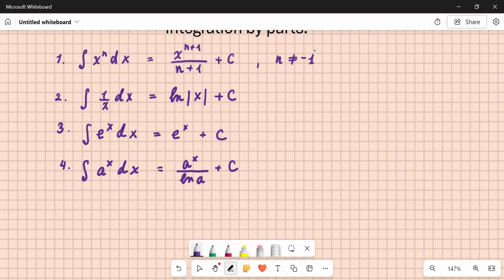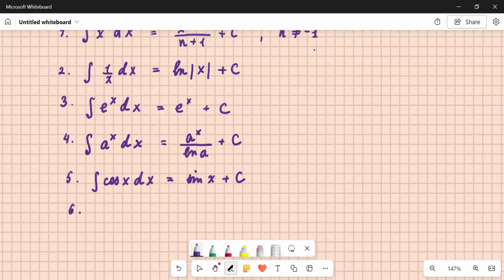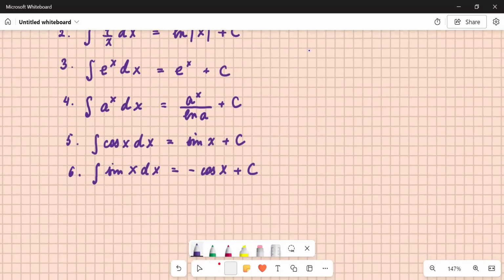Let's move to trigonometry. The next integral you learned a long time ago, and that's the integral of cosine of x dx. Remember, cosine is the derivative of sine, so we are going to get sine of x plus constant. Number 6, integral of sine of x dx. Sine is actually the derivative of cosine, but it has a minus in front. When you differentiate cosine, you get minus sine. So we are going to compensate for this minus and place it in front of cosine. Now, when you differentiate negative cosine, you are going to get positive sine. Trigonometry, right?